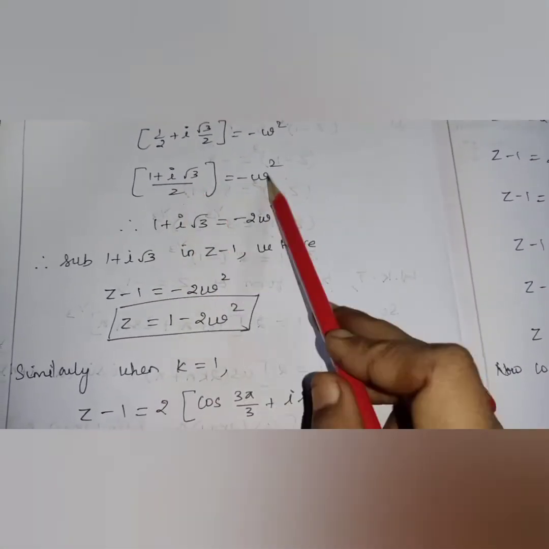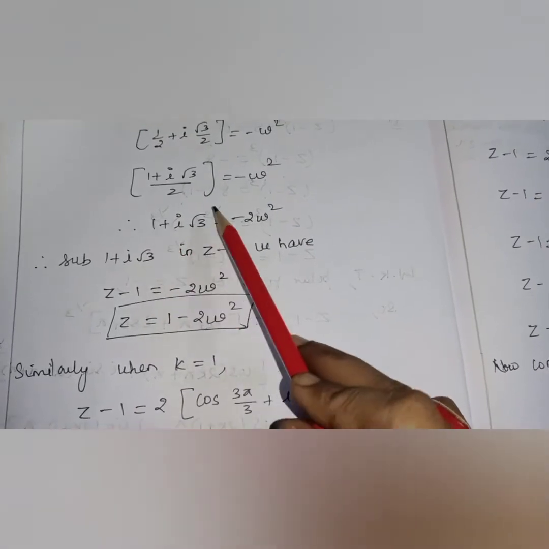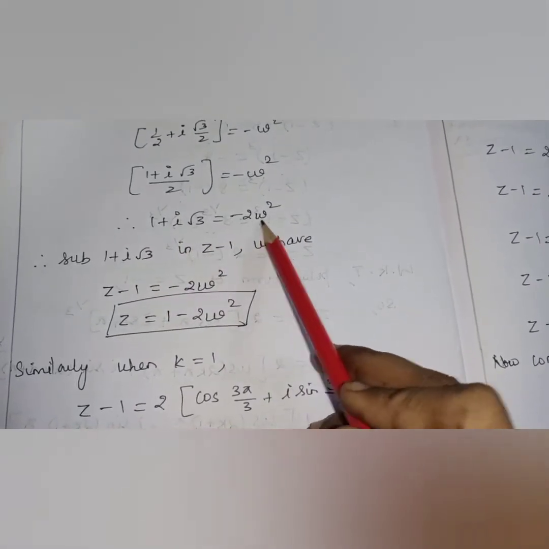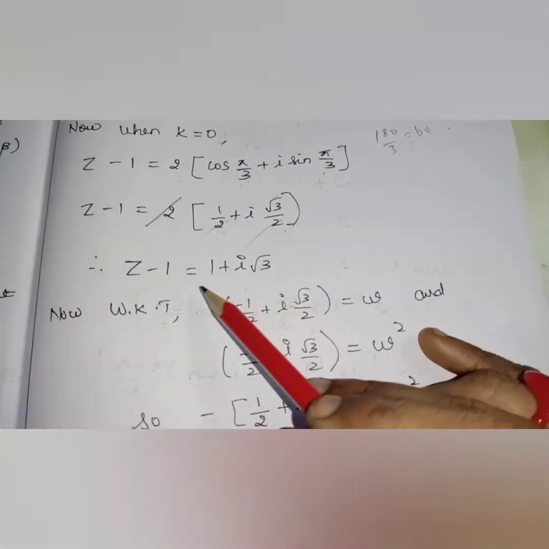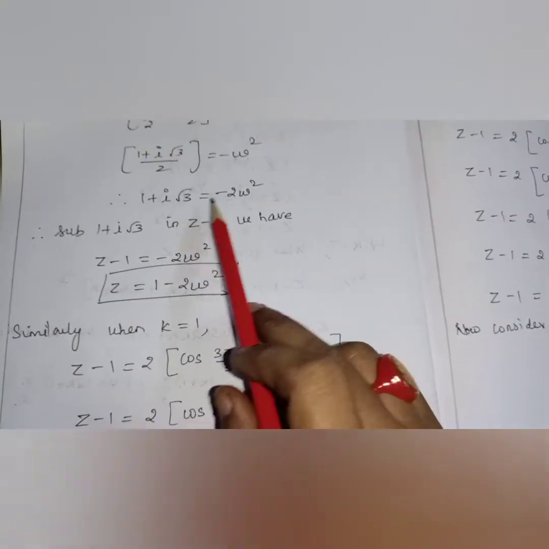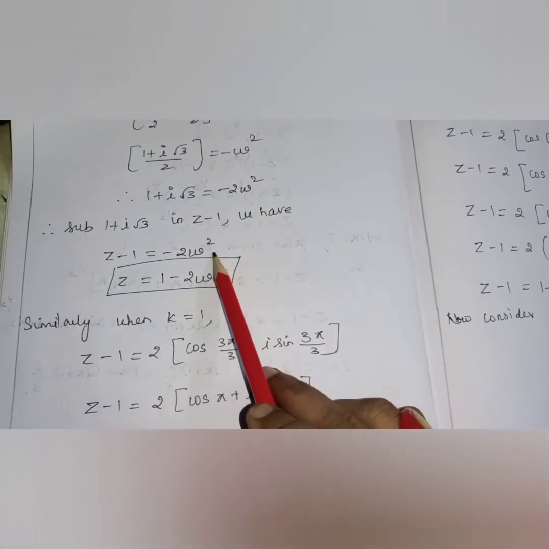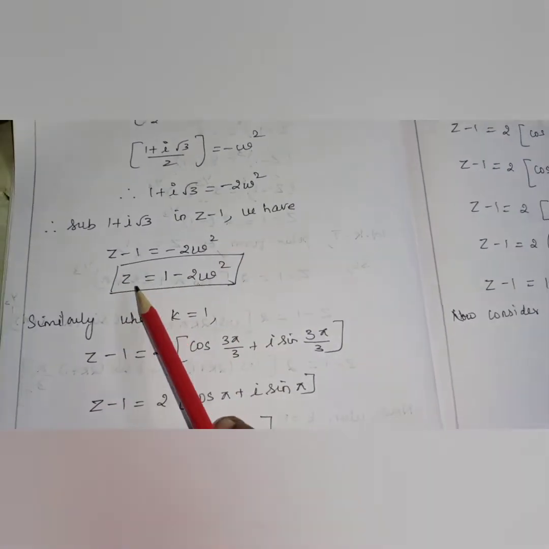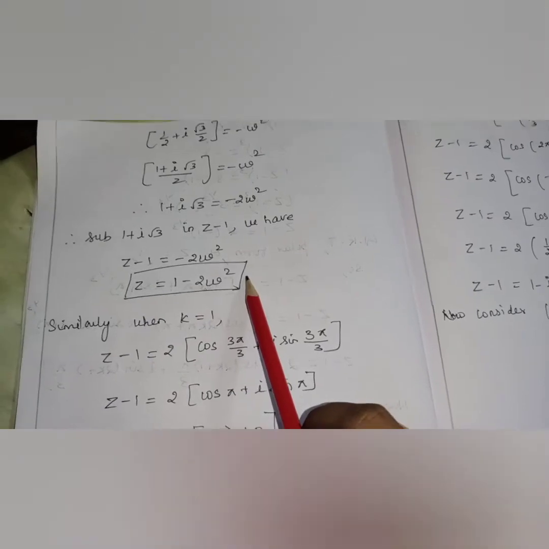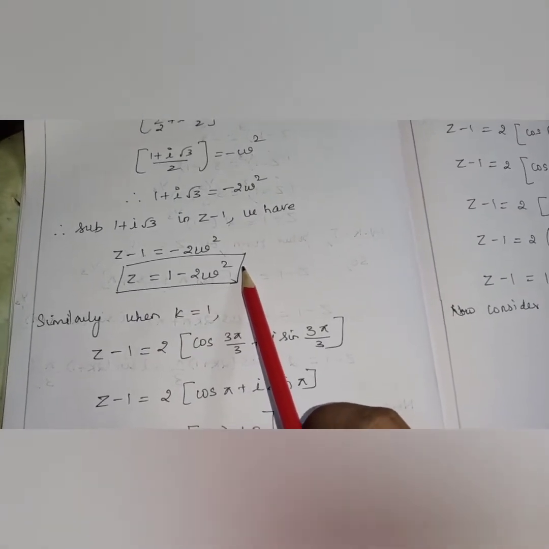So this 2 will go to the other side and it is nothing but 1 plus i root 3 is equal to minus 2 omega square. So in the place of z minus 1, do you all remember this one? z minus 1 is equal to 1 plus i root 3. I'll substitute what is 1 plus i root 3, that is minus 2 omega square. Then I'll take this minus 1 to the other side, which gets me the root as z is equal to 1 minus 2 omega square. So we have got the one root.